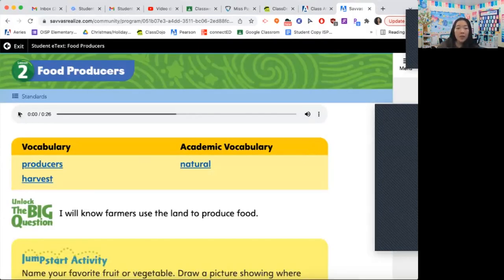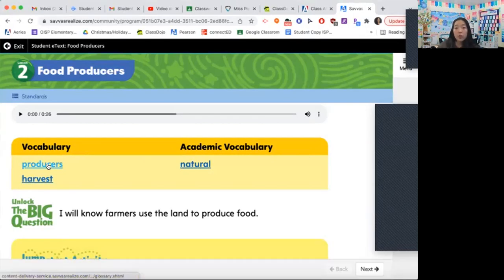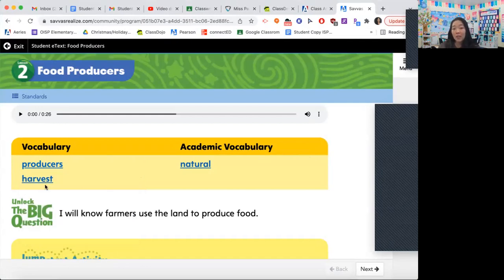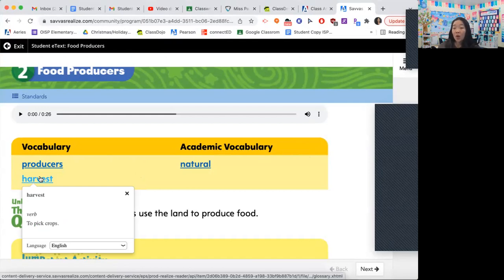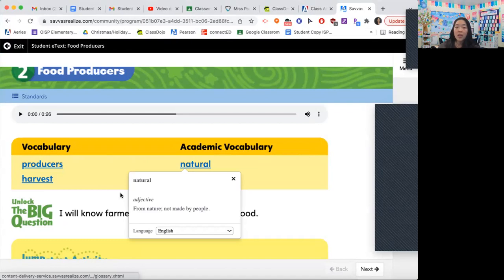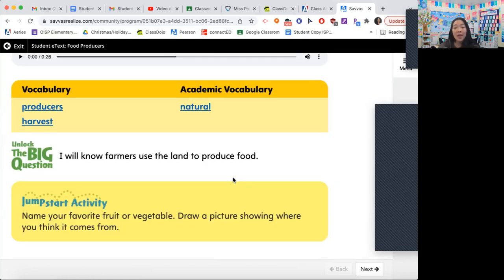Okay, here we go. Producers. Producers are a person or people who make or grow the things that other people need and want. So if you produce something, you make something or you grow it. To harvest means to pick crops like vegetables or fruit. You're getting them from where you grew them. And then natural, from nature, not made by people. The big idea: I will know farmers use the land to produce food.